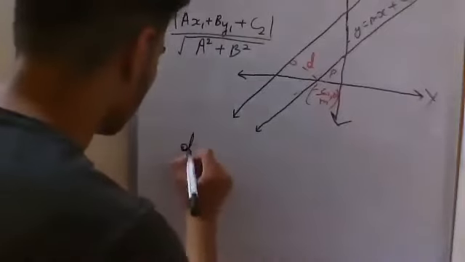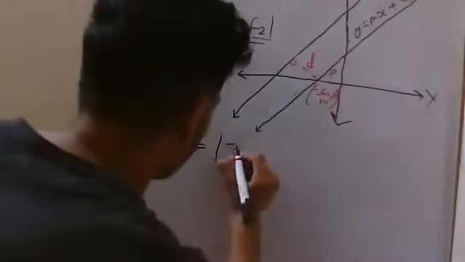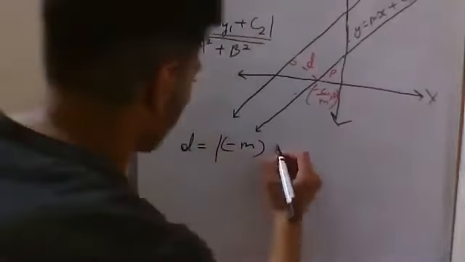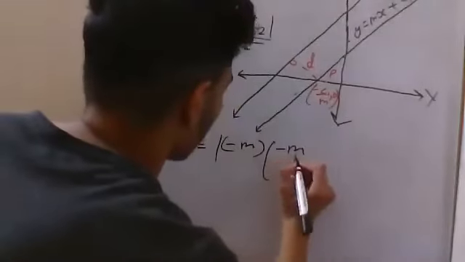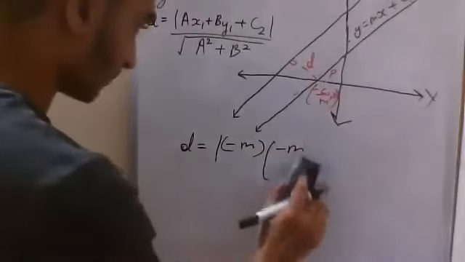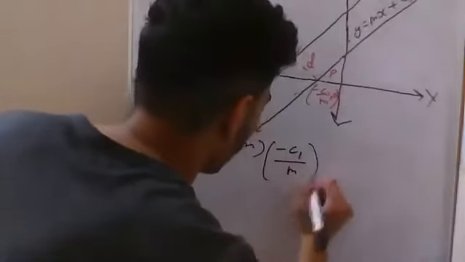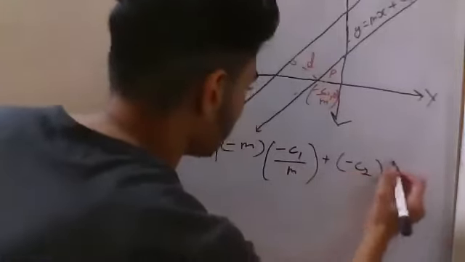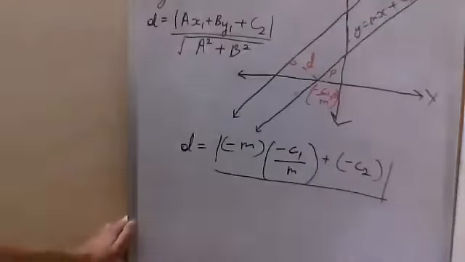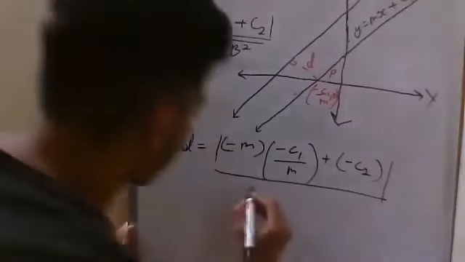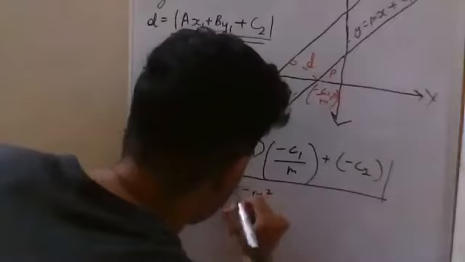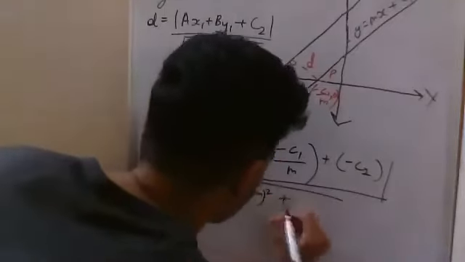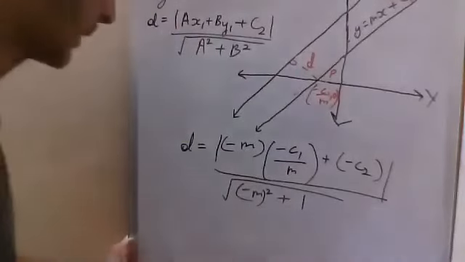So after substitution, you get mod of minus m into minus c1 by m plus minus c2, divided by, in place of a you get minus m, square root, and in place of b you get 1, as that was the coefficient of y.